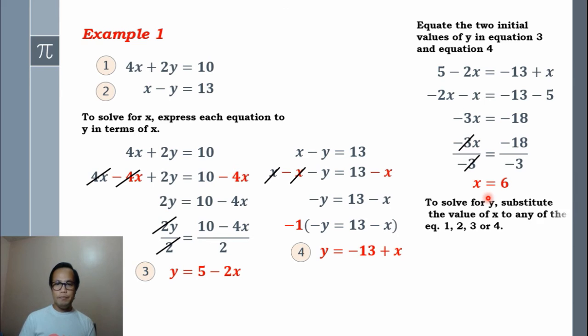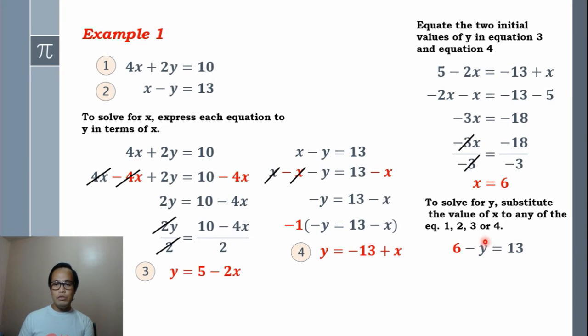Now to solve for y, we need to substitute the value of x. This time, our value of x is 6, to any of the equations 1, 2, 3, or 4. Any of the equations. So we can substitute in equation 1, or in equation 2, or in equation 3, or in equation 4. We just simply choose which of these equations we are going to use to solve for the value of y. For this example, we use equation 2. Our equation 2 is x minus y equals 13. So we substitute the value of x to the equation. Instead of writing x, we write 6 minus y equals 13.